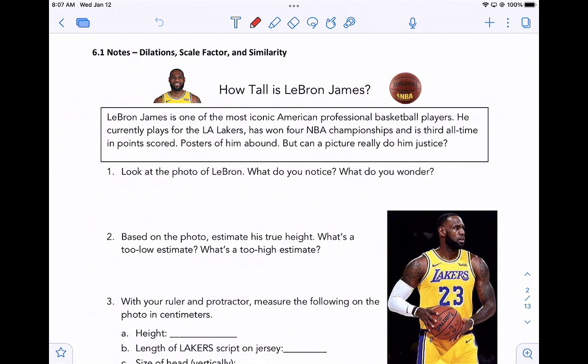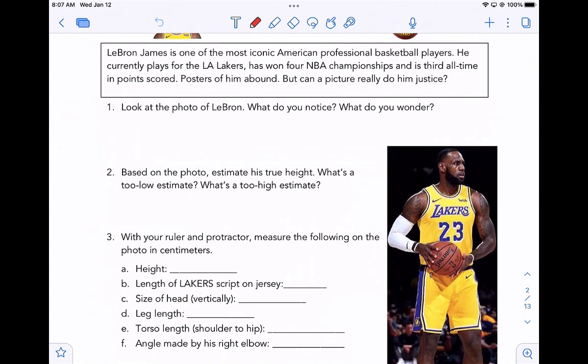LeBron James is one of the most iconic American professional basketball players. He currently plays for the LA Lakers, has won 4 NBA championships, and is third all-time in points scored. Posters of him abound, but can a picture really do him justice? Number 1, look at the photo of LeBron. What do you notice? What do you wonder?